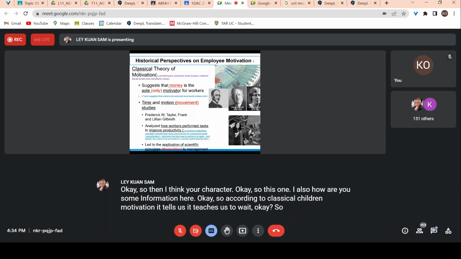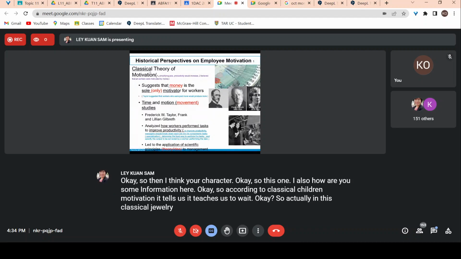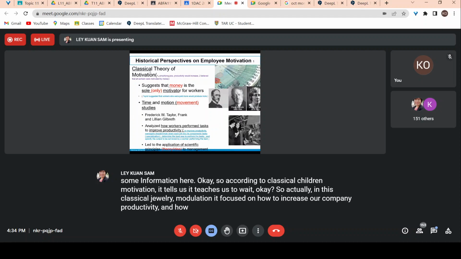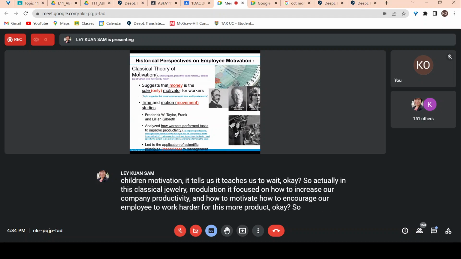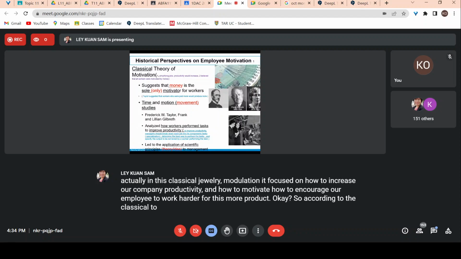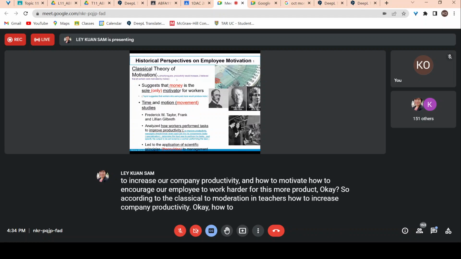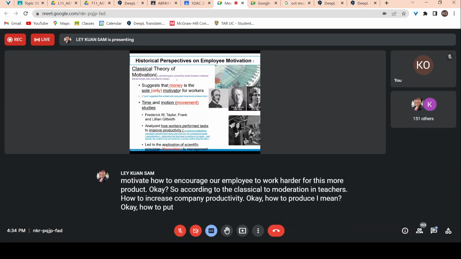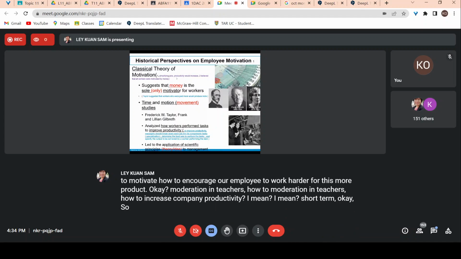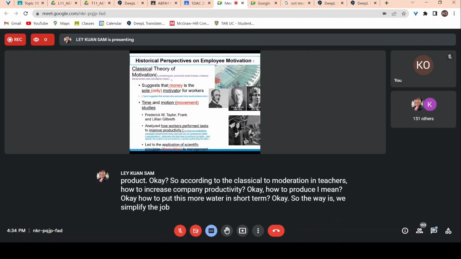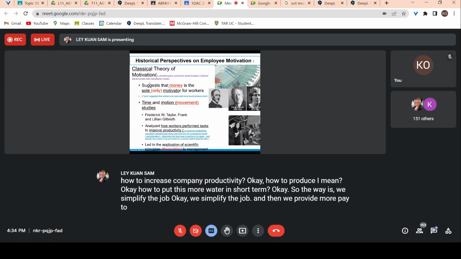Actually, this classical theory of motivation focused on how to increase our company productivity and how to motivate, how to encourage our employees to work harder for more product. It teaches us how to produce more product in shorter time. The way is we simplify the job, and then we provide more pay to motivate our employees to work hard.